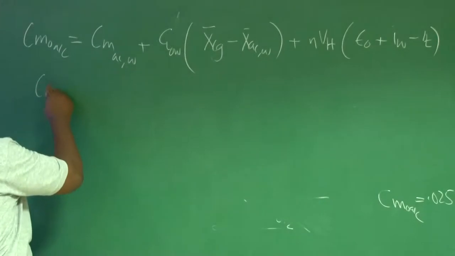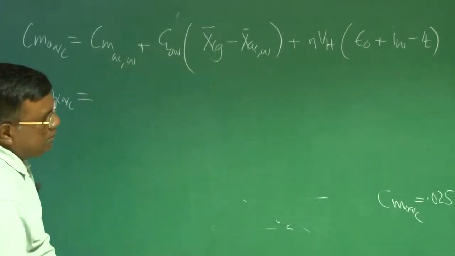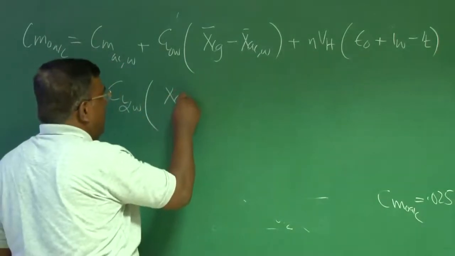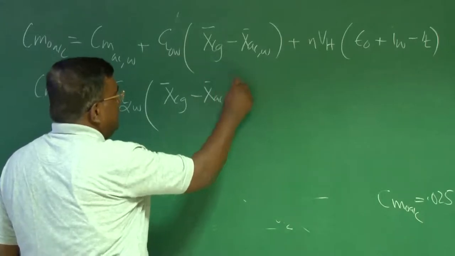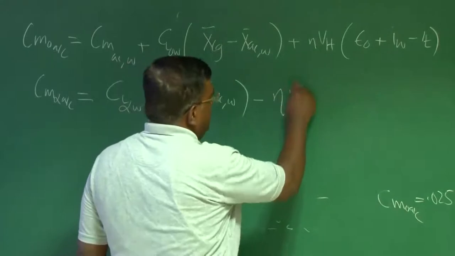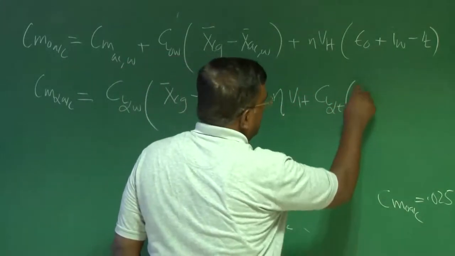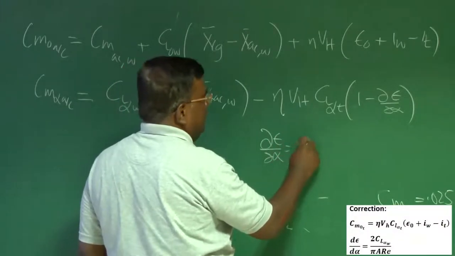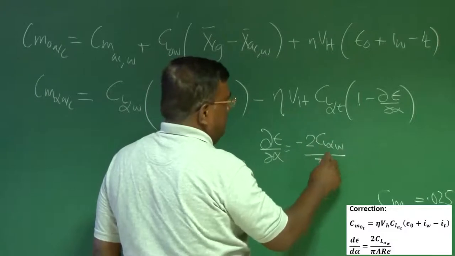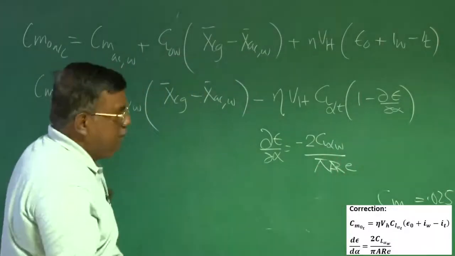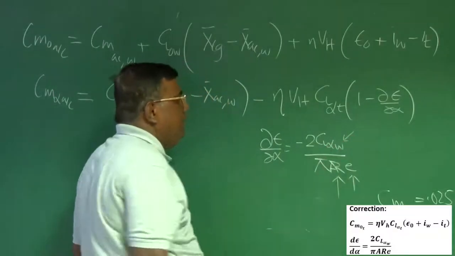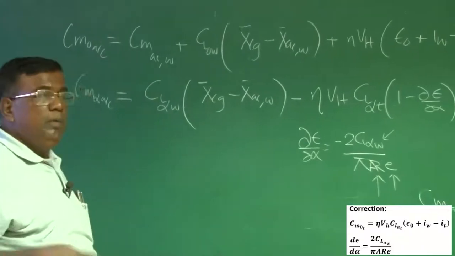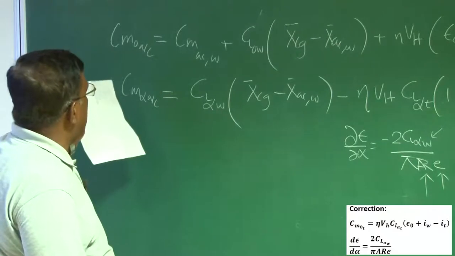And Cm alpha of the aircraft is roughly equal to Cm alpha of the wing, that is CL alpha of the wing into XCG bar minus XAC wing, minus eta VH CL alpha tail into 1 minus d epsilon by d alpha. And you know that d epsilon by d alpha, as a first order approximation, I can write as 2 CL alpha wing by pi aspect ratio E. We have already chosen aspect ratio E as well as CL alpha wing. This value may come around 0.3, sometimes 0.4, it's pretty large. So you have to locate the tail. Those will be in the final design. Let us not change the focus here. What is our aim?